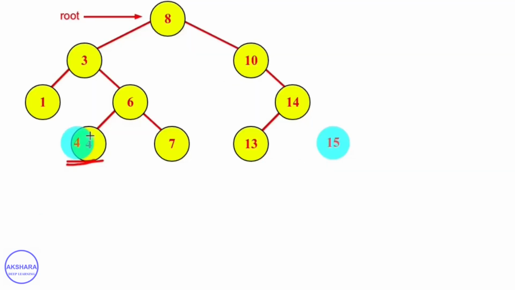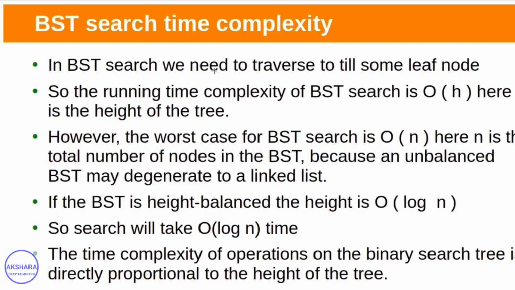When we search for the key 4 on this tree, it will return this node, and when we search for the 15 on this tree, this search procedure will return null. Search function returns null means that this search key is not present within the tree. In BST search, we need to traverse till some leaf node.